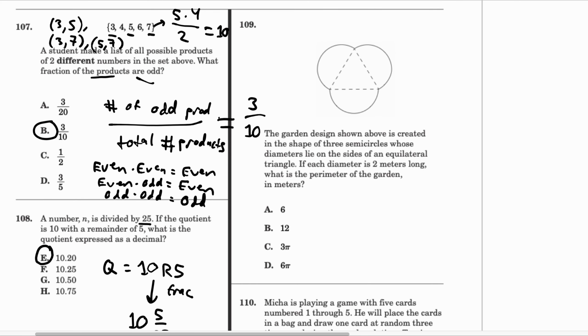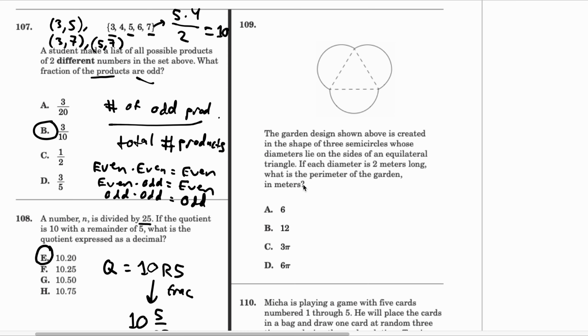Okay, so now we're on 109. We have a garden design, which is shown above, and it's created in the shape of 3 semicircles whose diameters lie on the sides of an equilateral triangle. If each diameter is 2 meters long, what is the perimeter of the garden in meters?